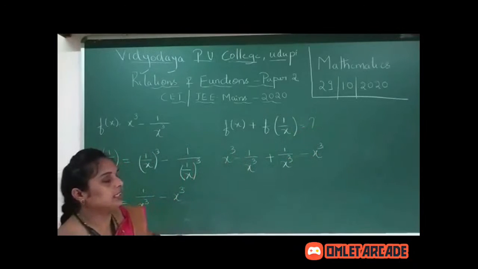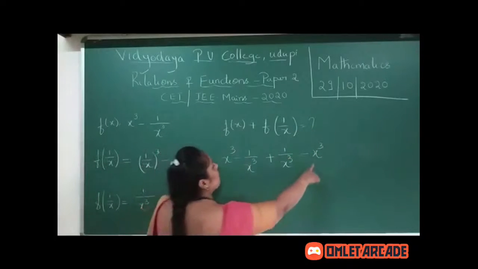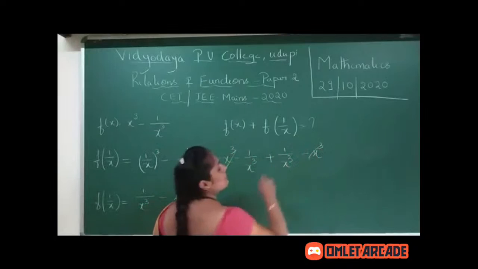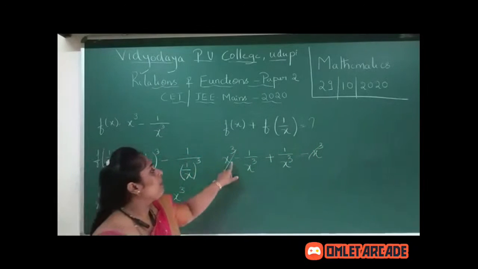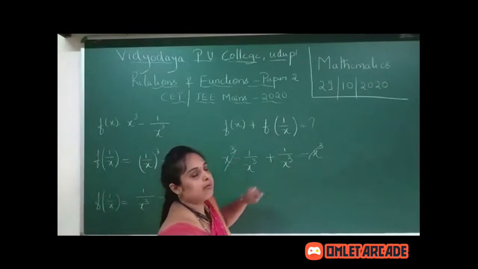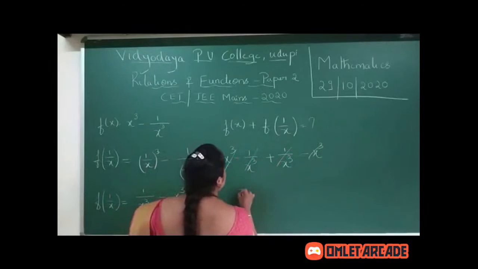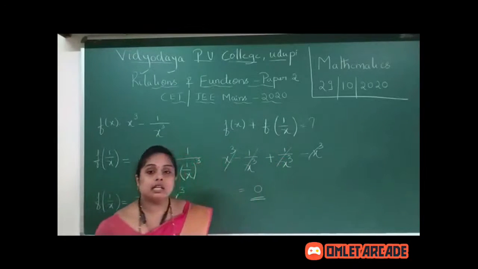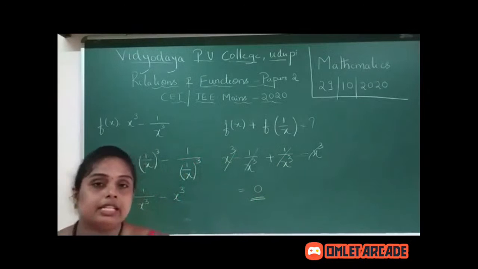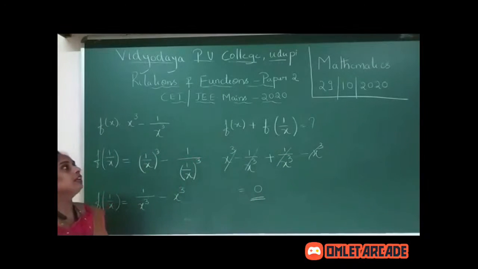Okay, so let us see what is the answer here. Plus x cube minus x cube cancels. Also, minus 1 by x cube plus 1 by x cube cancels. So the answer will be 0. Option 3, 0. We go to the third one.